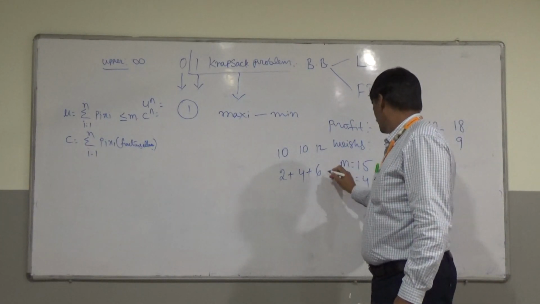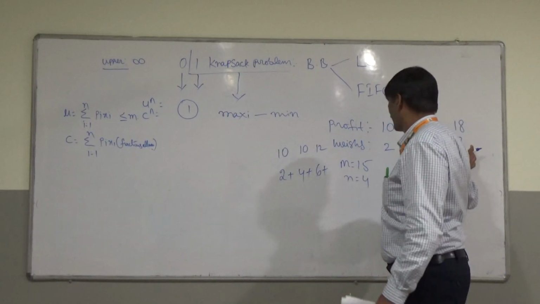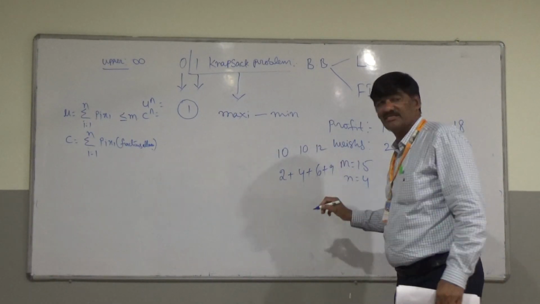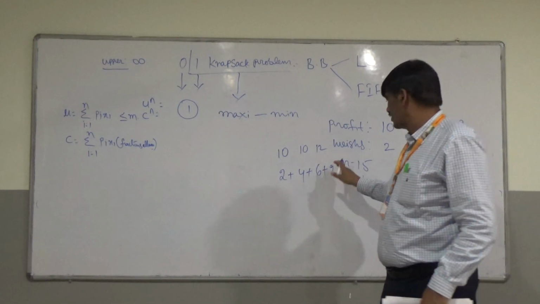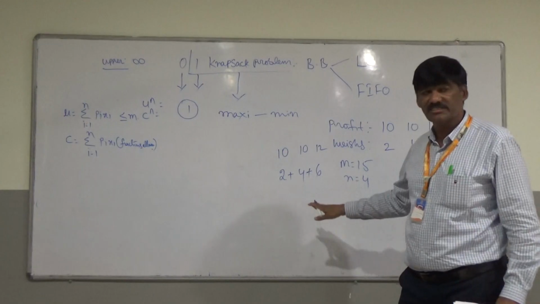Next, you need to consider the fourth item. The fourth item's weight is 9 kgs. If you take the 9, it exceeds the capacity, so there is no need to consider the fourth item. Here, up to the third item it is possible to insert.